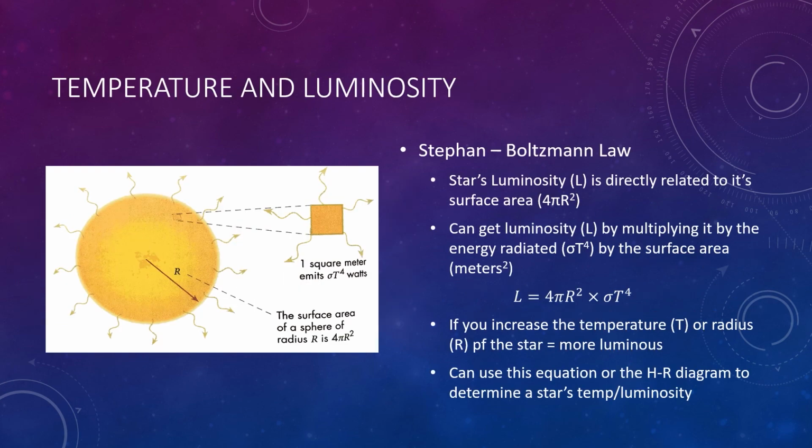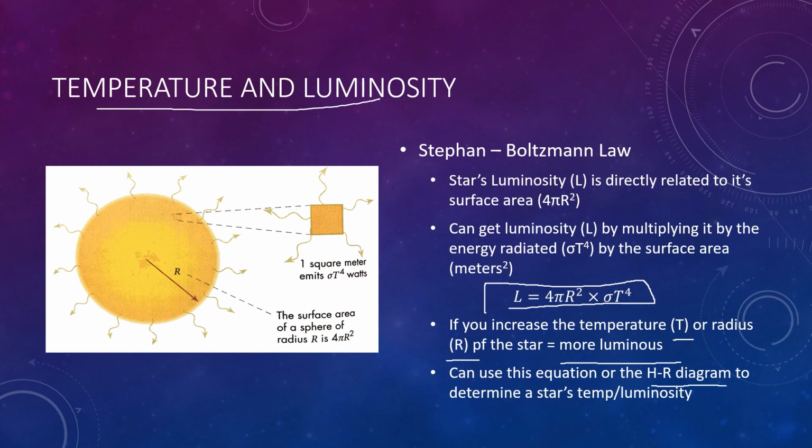With temperature and luminosity, we're revisiting this again, we actually use Stefan-Boltzmann's law, where a star's luminosity is directly related to its surface area, 4 pi r squared. And you can get luminosity by multiplying it by the energy radiated to the surface area, which becomes L equals 4 pi r squared times sigma T to the 4th power. If you increase the temperature or the radius of the star, it is more luminous, and the same is vice versa. And you can use this equation or the HR diagram to determine a star's temperature and luminosity. And we're actually going to talk about the HR diagram more in the next lecture.